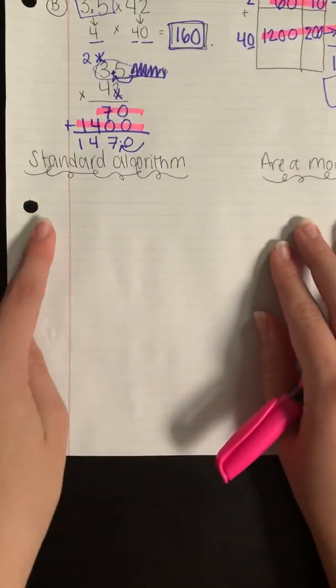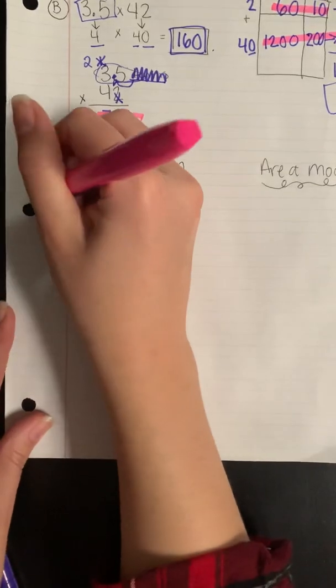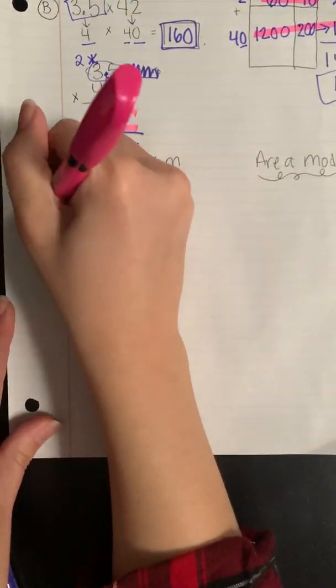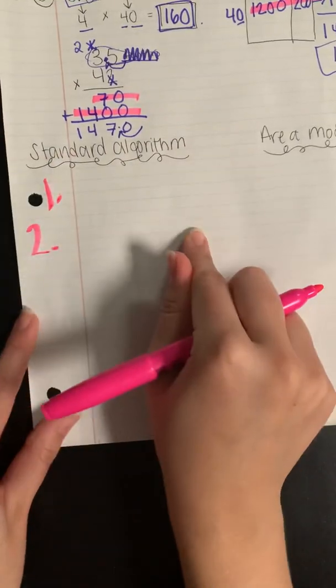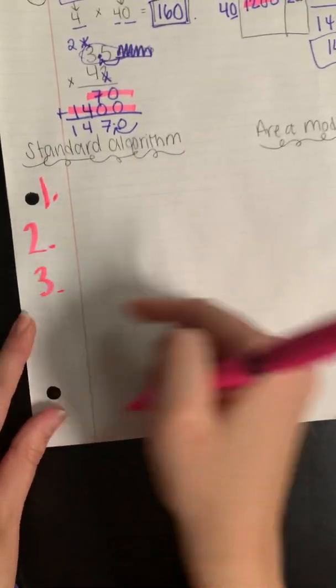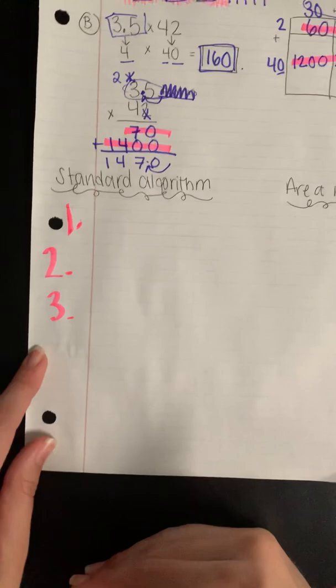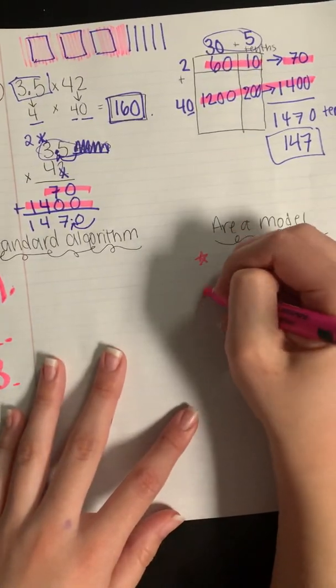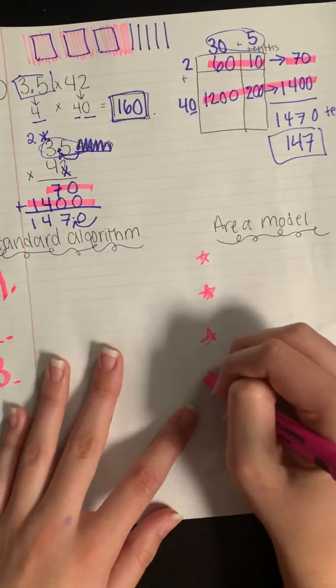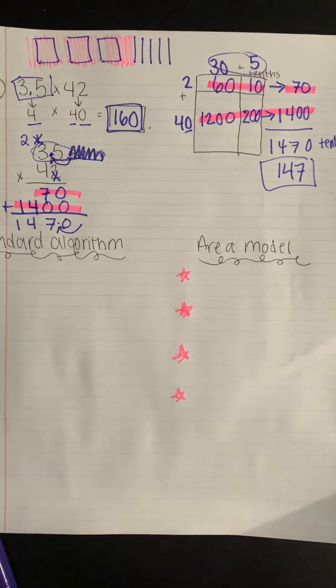So you can do step by step. You can do number 1, this is the first step. Number 2, this is the second step. Number 3, this is the third step. You can have as many steps as you need so that you can get through the entire problem. Or you can just do like stars or bullet points for tips on how to solve those.